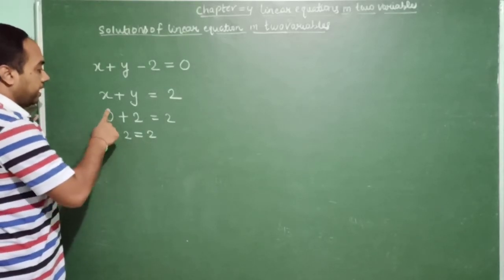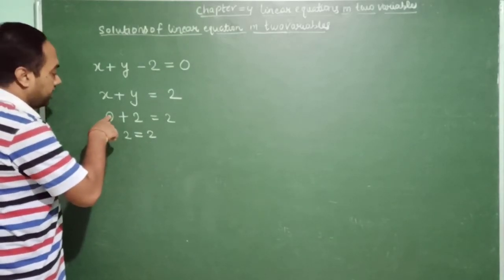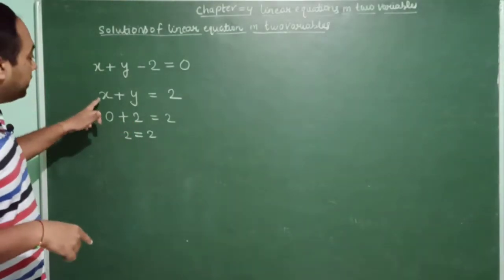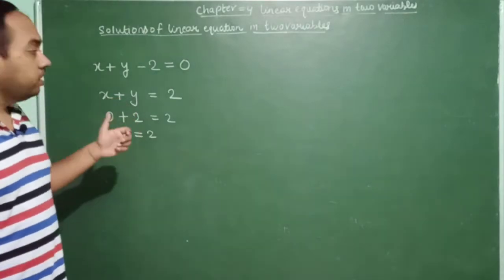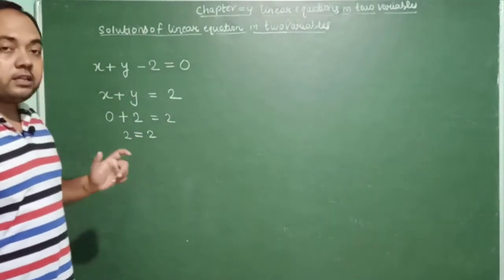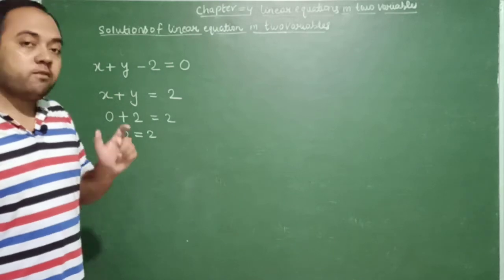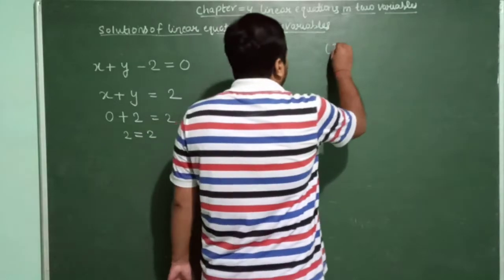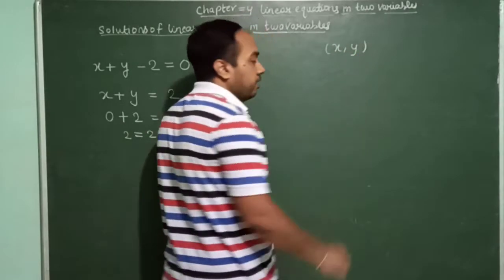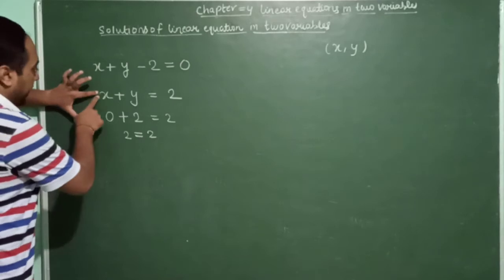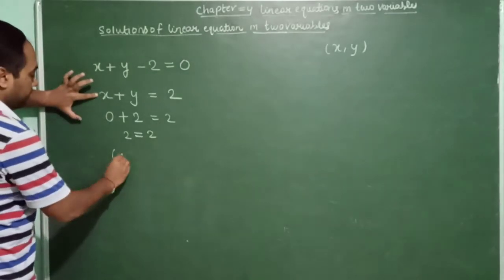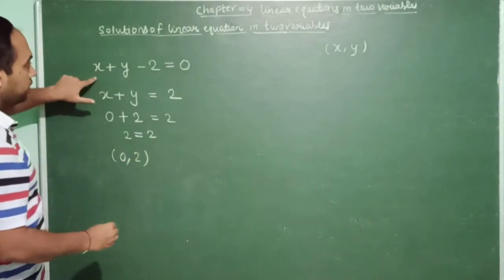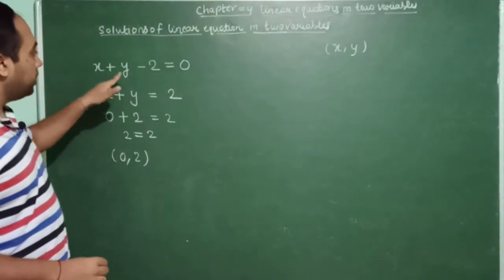This means that this (0, 2) is a solution of this linear equation in two variables. Look, in a linear equation in two variables we write the solution in the form of an ordered pair. Now what is an ordered pair? I have told you in coordinate geometry that in an ordered pair the x coordinate is written first, followed by the y coordinate. So over here we have replaced this x by 0 and this y by 2. So (0, 2) is a solution of this linear equation in two variables.